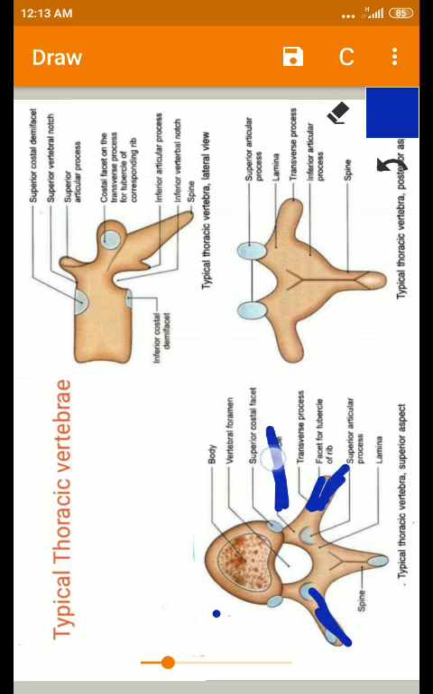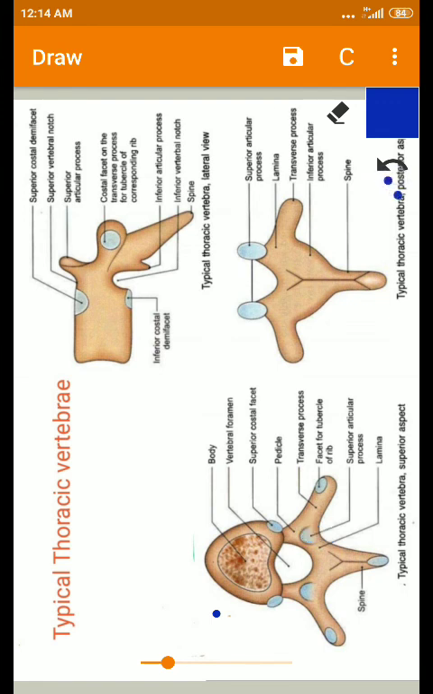This is horizontal, laterally. So laterally and backwards. The transverse processes are large and are directed laterally and backwards from the junction of the pedicles and laminae. So not the superior artery. The junction of the laminae and the pedicles.